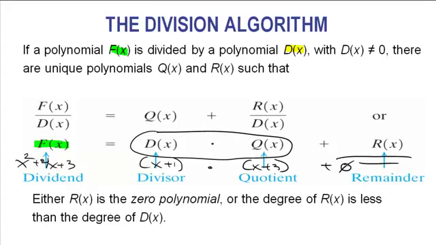Okay, and that's what they're saying down here: either R is the zero polynomial, meaning there's no remainder and these two things are actual factors of f, or the degree of R has to be less than the degree of d. So this d has a degree of 1, so the only thing we could have been left with would have been a degree of 0, which means it had to be a constant. In this case, the constant was 0. But you can have other times where you get a remainder.